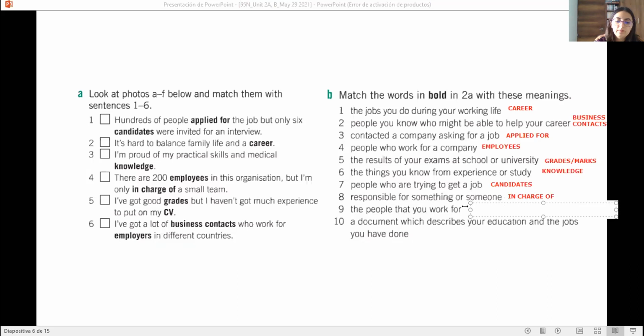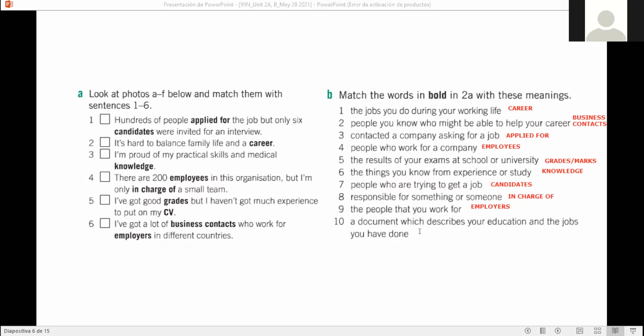The people you work for. Yes, you got the answer. Jimmy also. Thank you. So the right answer in this one would be employers. Las personas para las que nosotros trabajamos. Generalmente son los employers. Yes. Let me just write it down. Los empleadores. Okay. Finally, a document which describes your education and jobs that you have done.